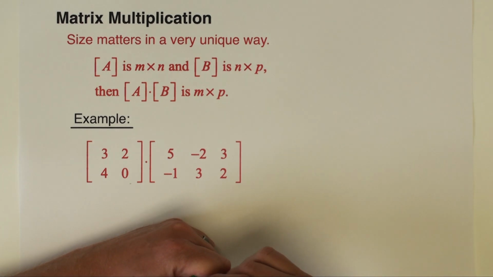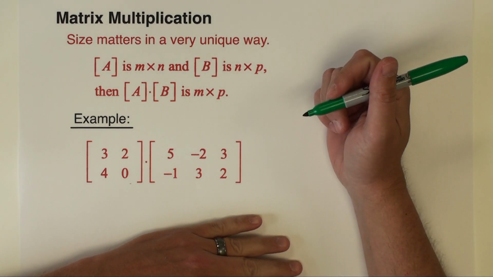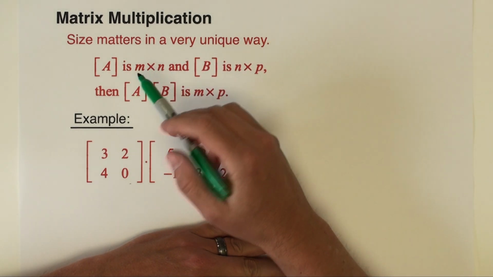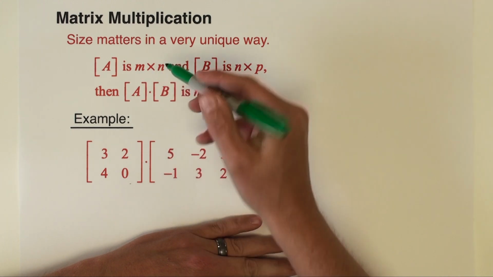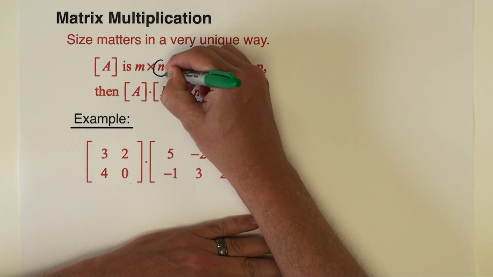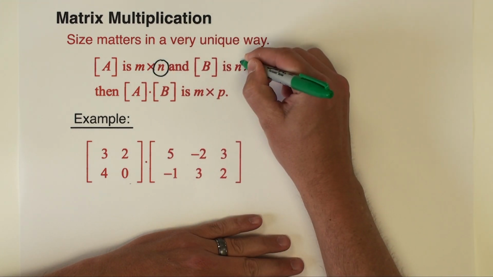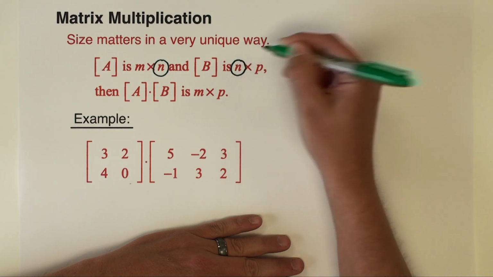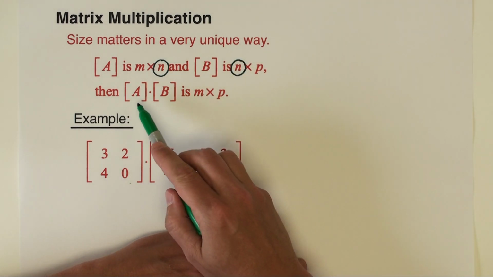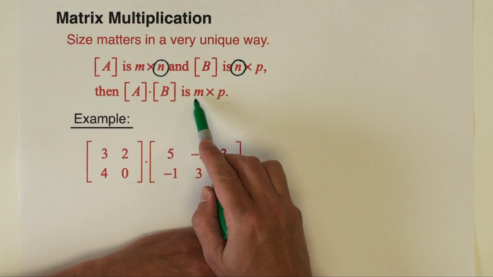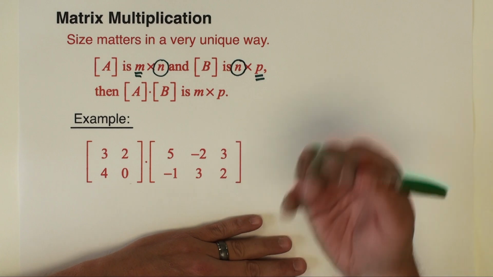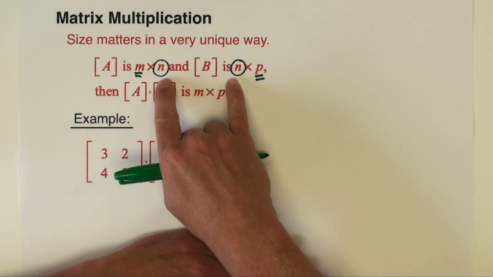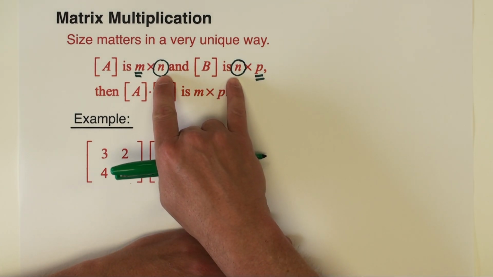Now when you multiply matrices, the size of the matrices matters in a very unique and specific way. And so here's what we're looking for. I'll highlight here in this text. Matrix A has to be M by N, and matrix B has to be N by P. Then the product of A and B is going to be M by P. The idea is that we need some dimensions to match, these two numbers here to match.